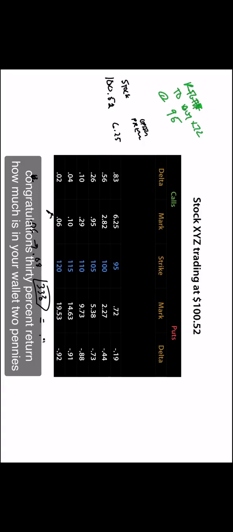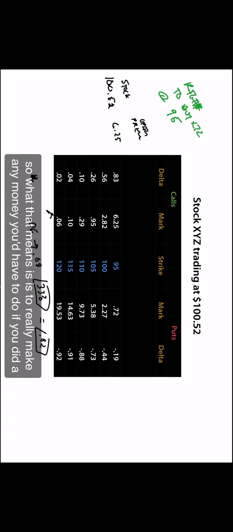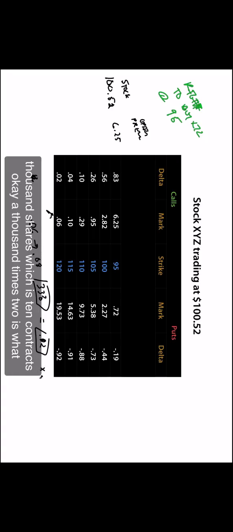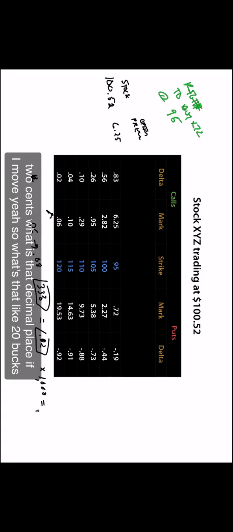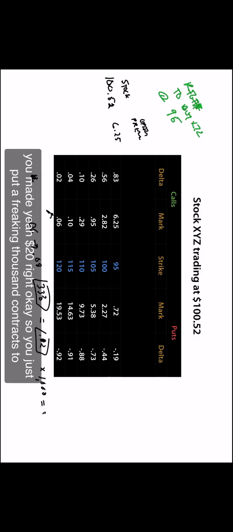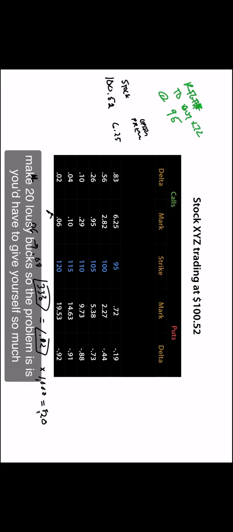How much is in your wallet? 2 pennies. So what that means is to really make any money, if you did 1,000 shares, which is 10 contracts, okay, 1,000 times 2 is what? 2 cents. What is that decimal place if I move that? Yeah, over? So what is that, like 20 bucks? You made $20, right? Okay, so you just put in 1,000 contracts to make 20 lousy bucks.